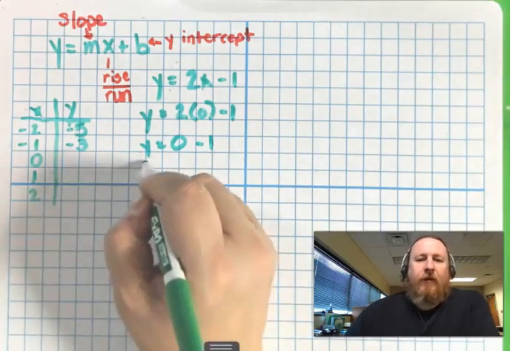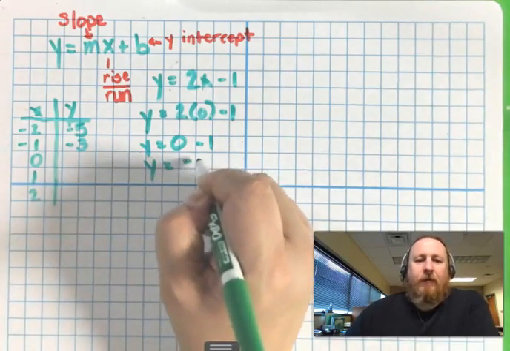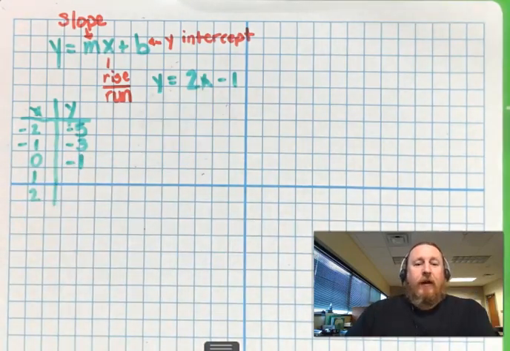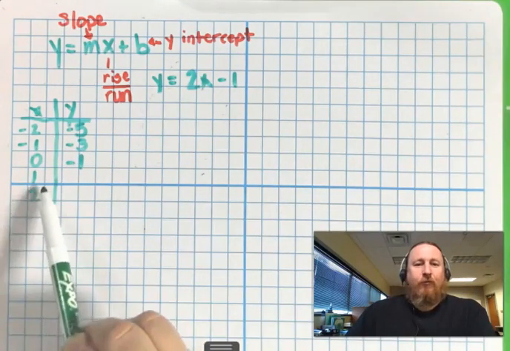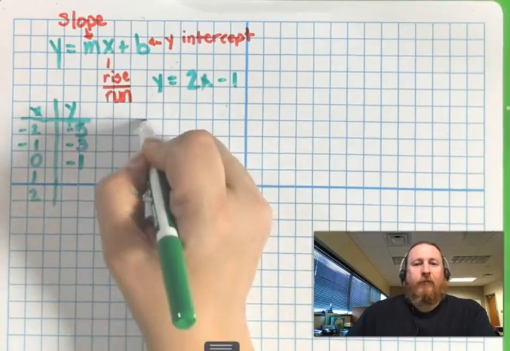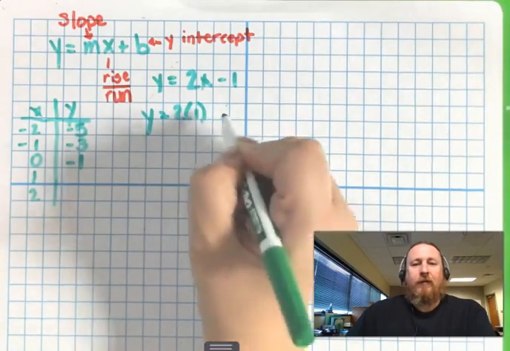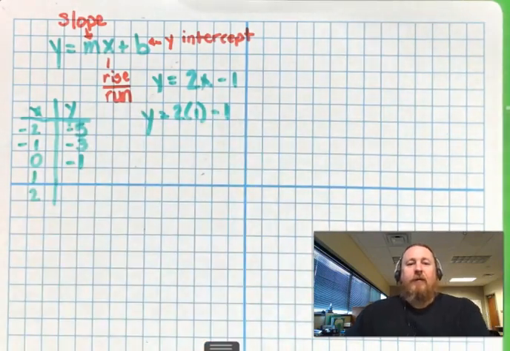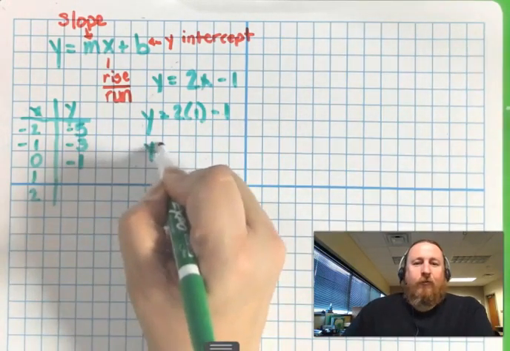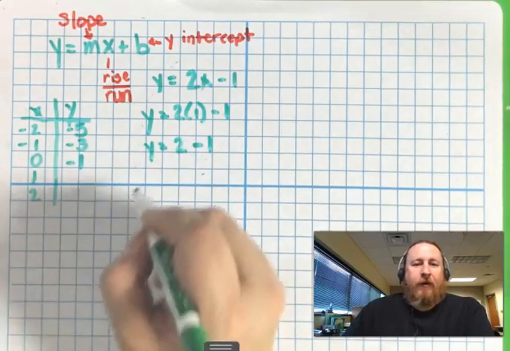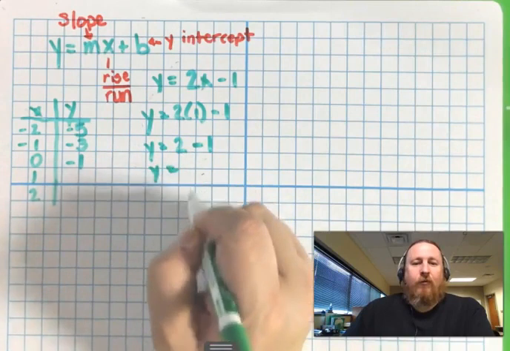Combining like terms, we get y equals -1. Our next value is x equals 1, so we're going to plug 1 into our equation. Y equals 2 times 1 minus 1. 2 times 1 is 2, so we get y equals 2 minus 1. We combine our like terms and get y equals 1.